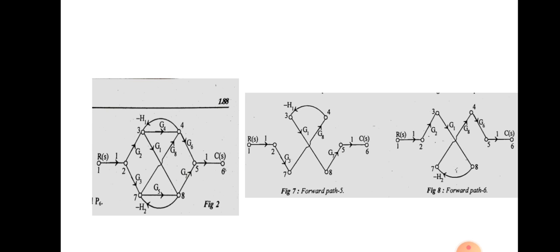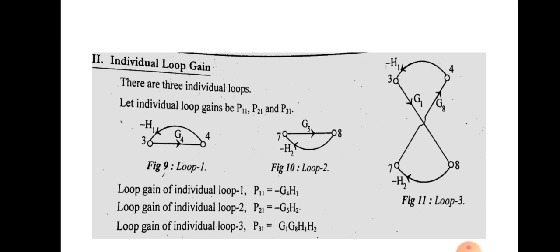Similarly, you can see in the same figure at the lowest side, 7 to 8 and 8 to 7 is a closed path and its gain is G5 and minus H2. So it can be notated as the second individual loop, P21. That is also drawn here, and its gain will be minus G5 into H2.